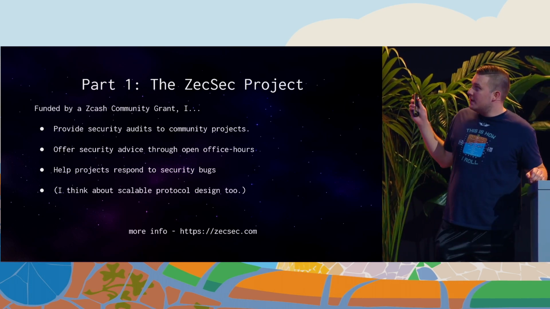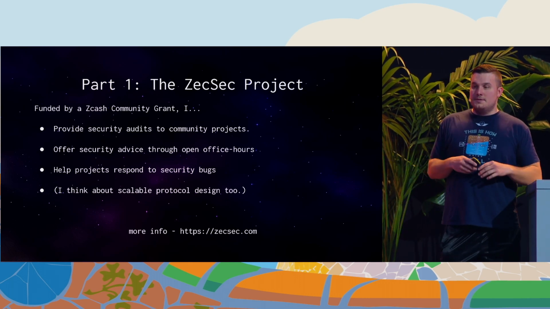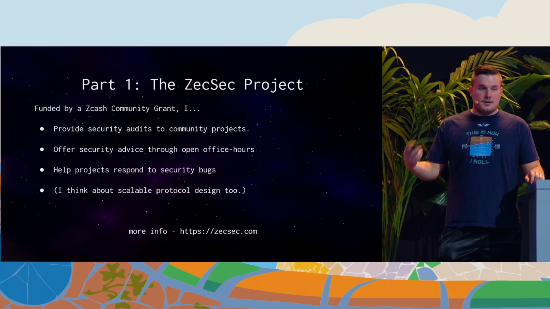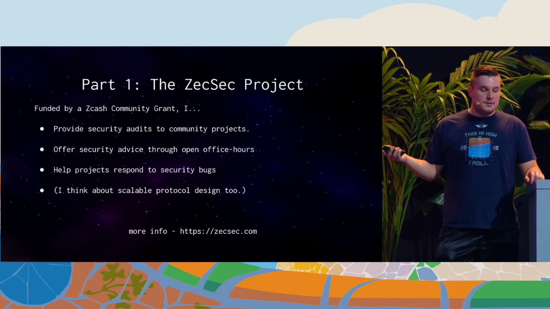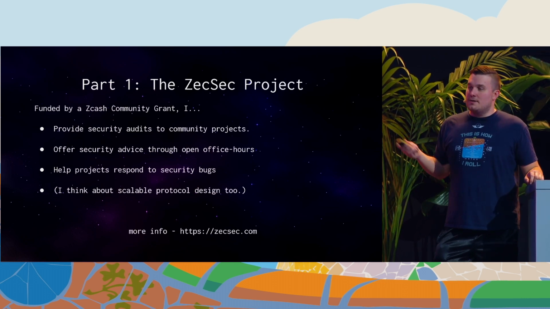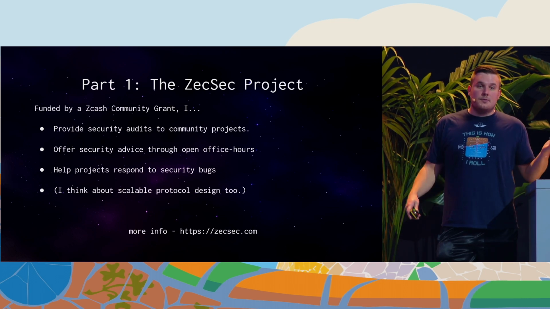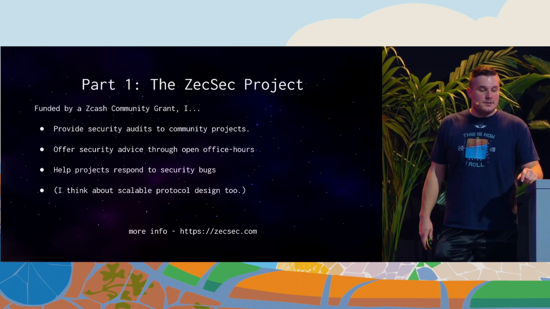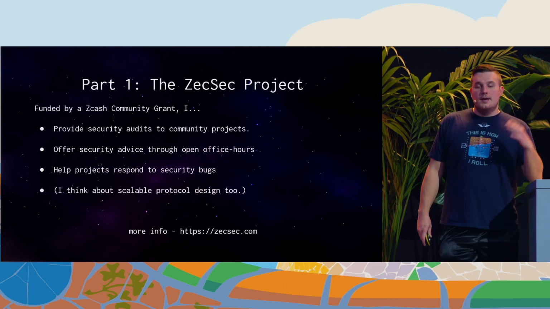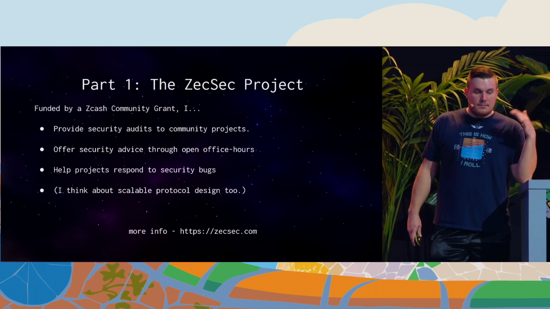So basically, I have this grant that gives me a year of funding to do security audits for all of the Zcash community projects. So I do things like deep dive into the projects, audit all of the code, give them an audit report, and help them fix the bugs. I also have open office hours that anyone can attend just to get whatever kind of security advice they might find helpful. I help respond to bugs that get reported from third-party outside engineers. And I also spend a bit of time thinking about protocol design, like how do we solve the scanning problem in Zcash and get better scalability.